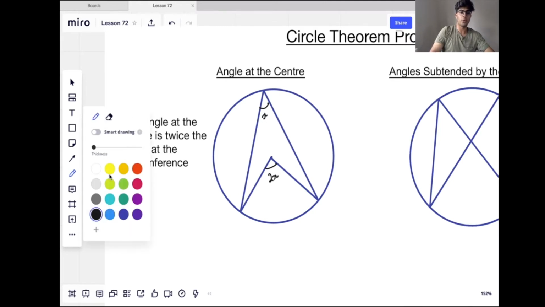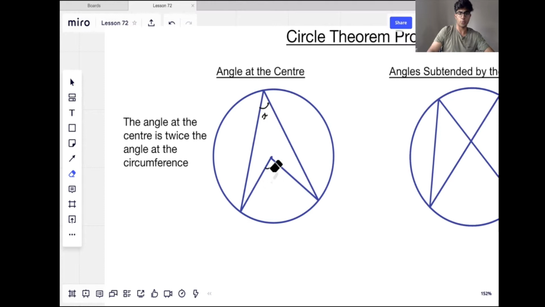And if you want to prove this, the general way you prove circle theorems is you end up having to add something in. Be that a radius, which it usually is, you have to add something in order to help prove the result. So if we draw a radius in, like this.